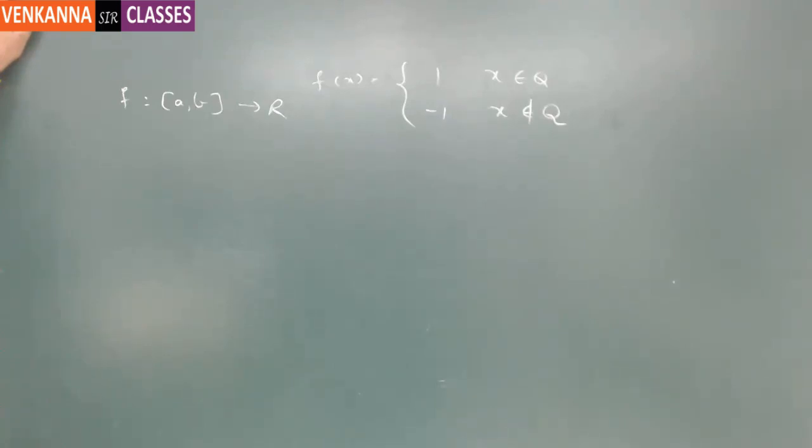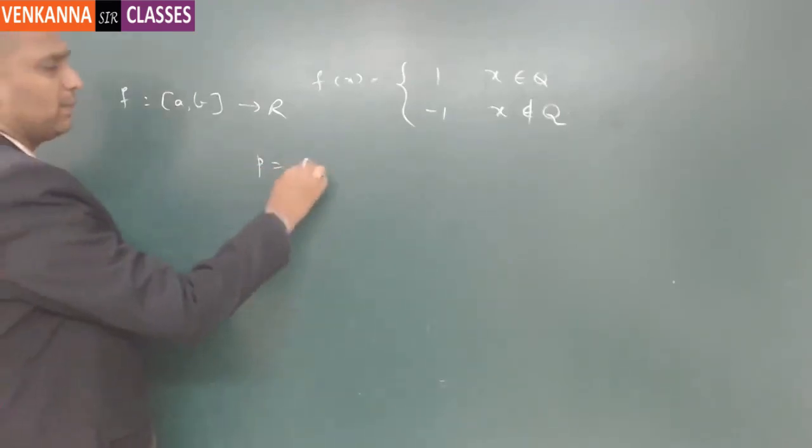The function which you have defined here: when x is rational, the value is 1. When x is irrational, the value is minus 1. This kind of function, we call it the Dirichlet function. After noting, you please tell. Now, as usual, we will take a partition on [a, b].